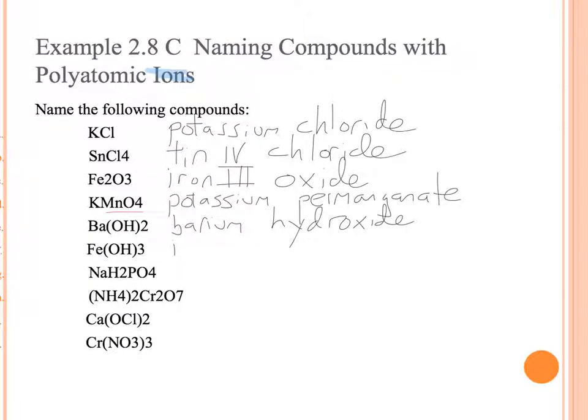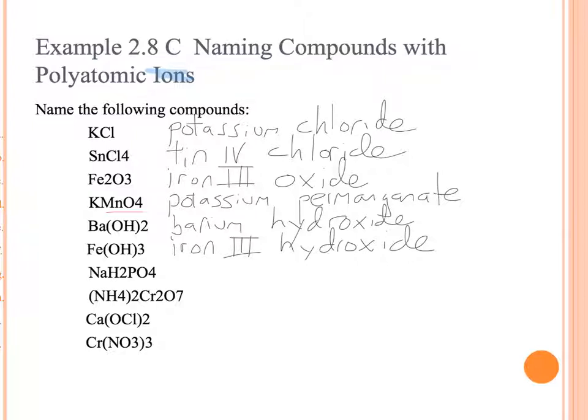This one is iron. But iron is a transition metal, so this is going to be iron 3 hydroxide. And that 3 tells us which version of the iron we have. Each hydroxide is -1. There are 3 of them. Iron has to be +3.